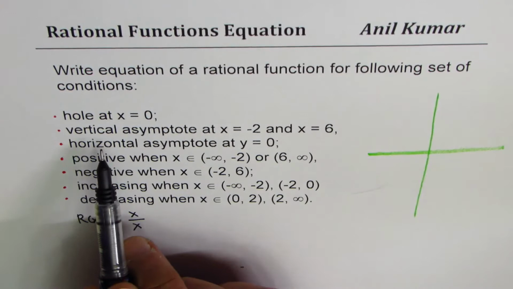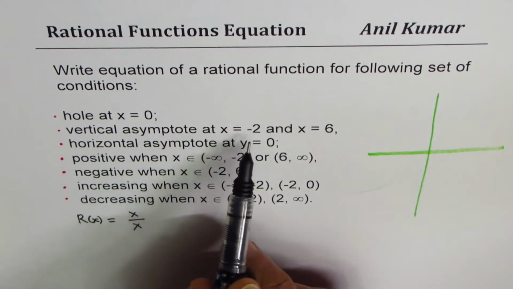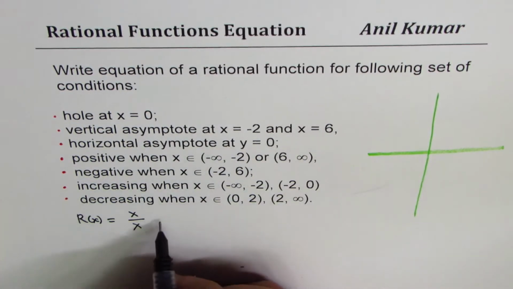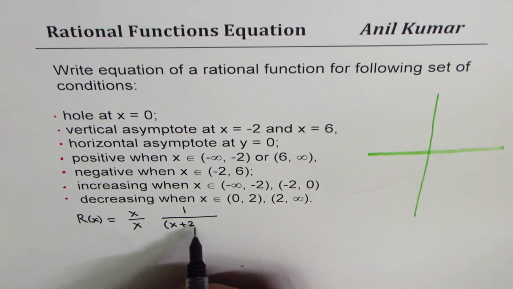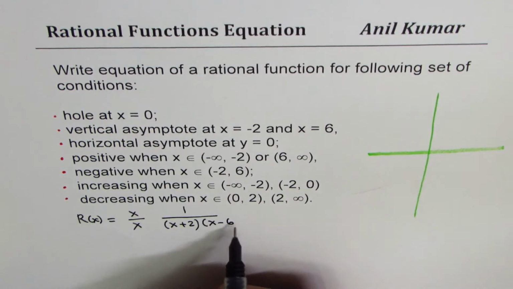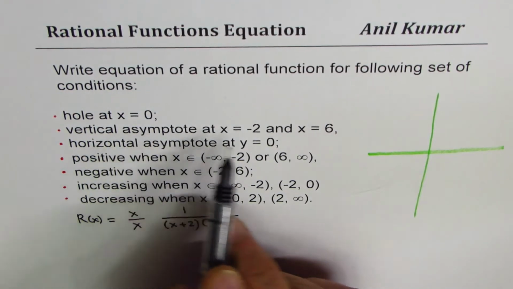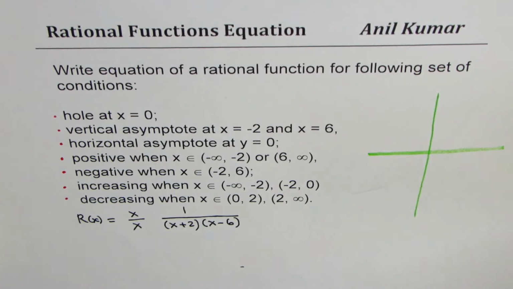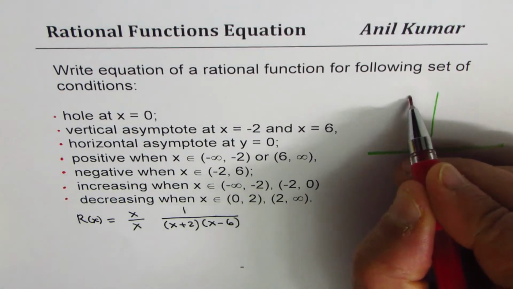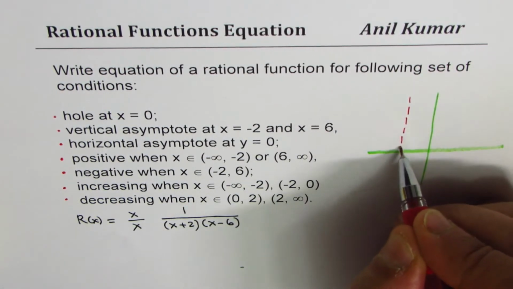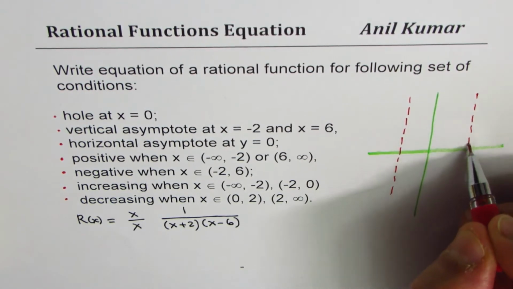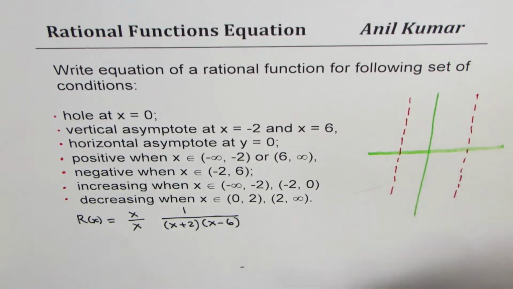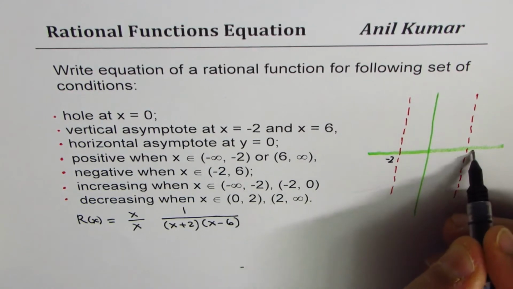Second condition is vertical asymptotes at x equals minus 2 and x equals 6. That means we have two factors in the denominator. One is x plus 2, the other one is x minus 6. That will ensure vertical asymptotes. So it's a good idea at this stage to show these asymptotes also on the figure, right? So that is the vertical asymptote at minus 2, and let us say this is at plus 6. So we have two asymptotes, one at minus 2, the other one at 6.